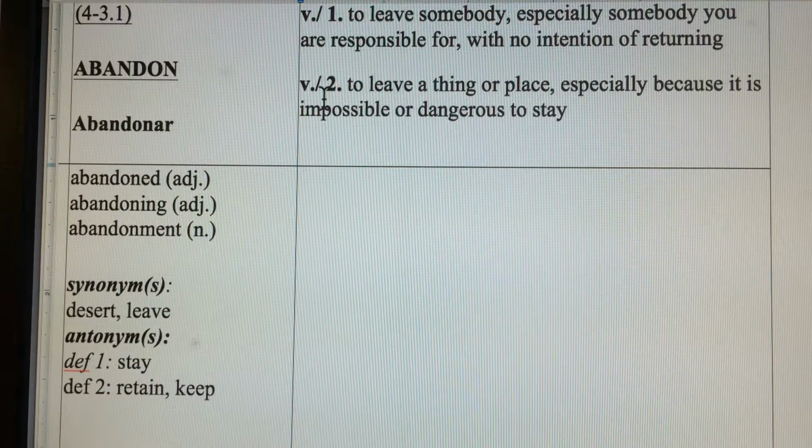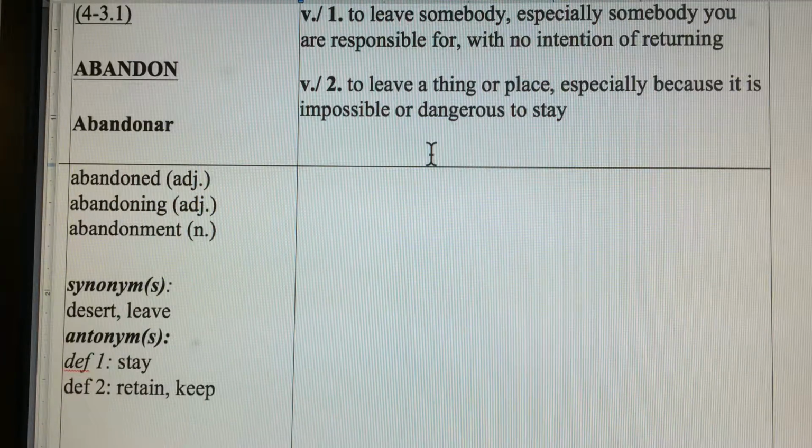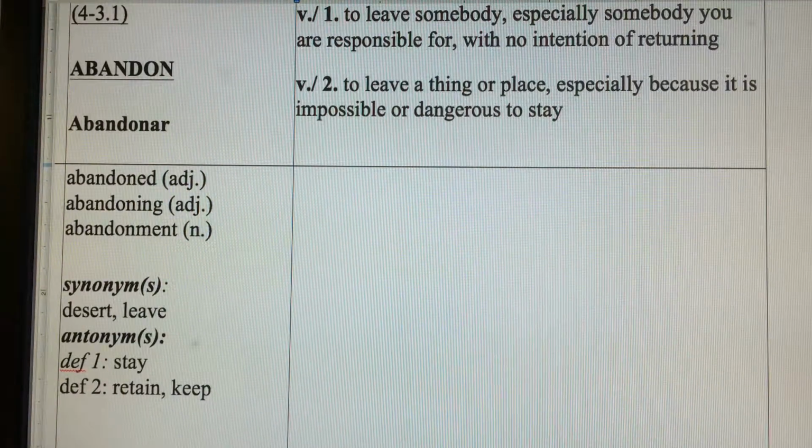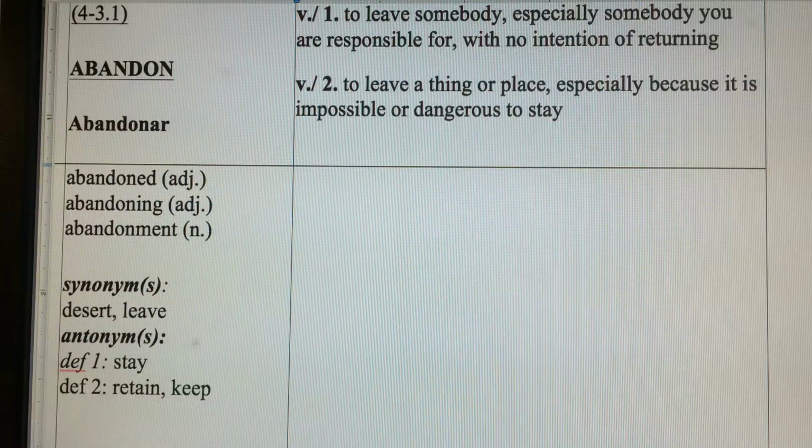The second definition is to leave a thing or place, especially because it is impossible or dangerous to stay. So one is abandoning a person, one is abandoning a place. Okay? Let's take a look at your sentence.